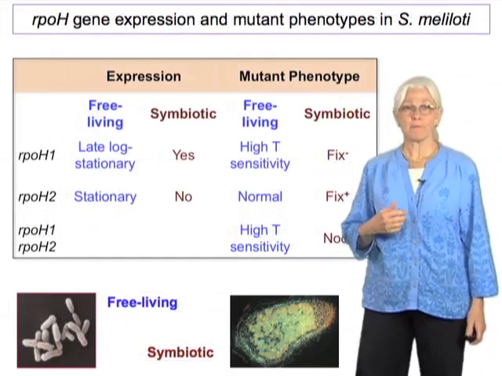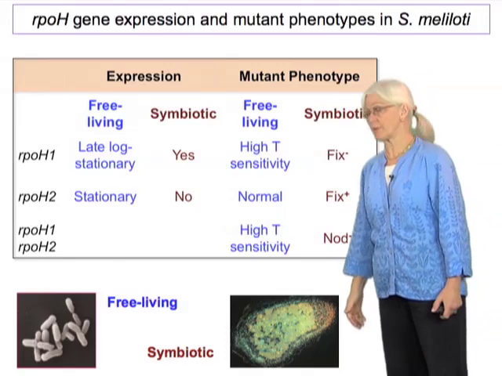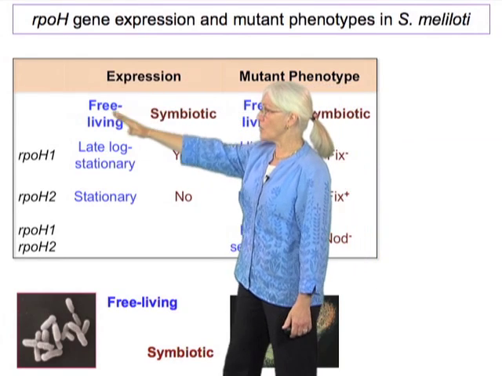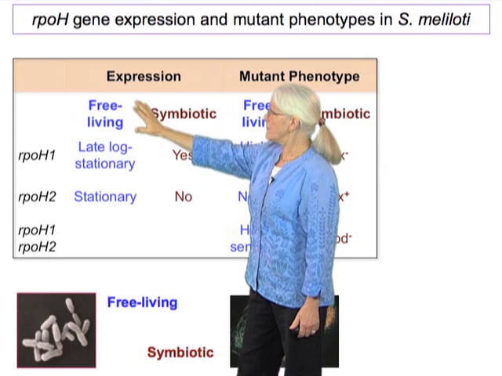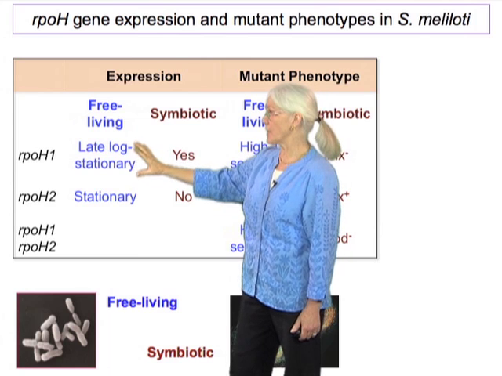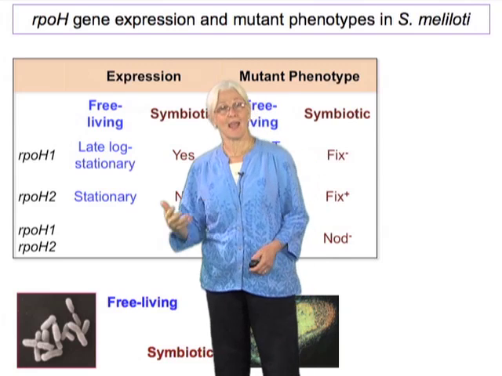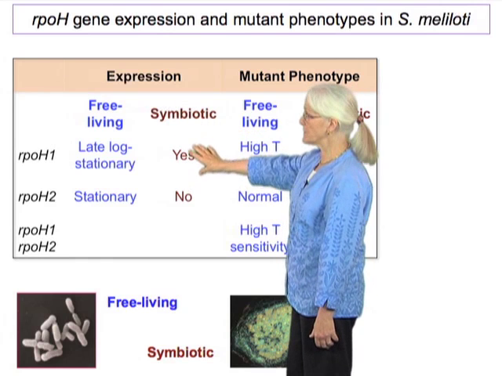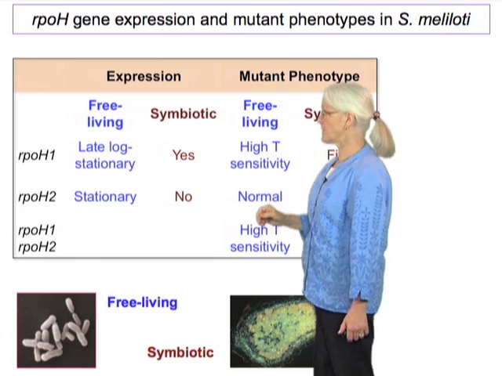We wanted to know, what do those 2 different copies of RpoH do? Are they important for heat shock? Are they important for symbiosis? Let's start with a look at how these are expressed. On the left-hand column, you can see how the 2 different copies, RpoH1 and RpoH2, are expressed in free-living cells. The RpoH1 tends to be expressed mostly in late log, late exponential, and stationary, but RpoH2 is expressed mostly in stationary cells. If you grind up nodules and ask whether these RpoH genes are transcribed, you can see that RpoH1 is transcribed. Yes, it's present in nodules, but RpoH2 was not detectable in our assays. That leads to a surprise in a minute, as I'll tell you.